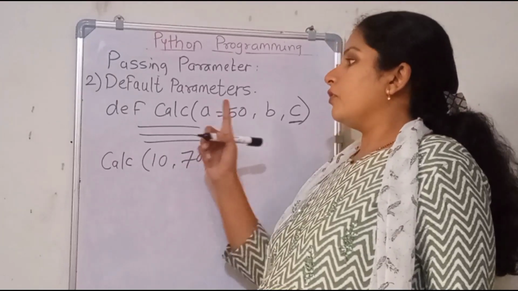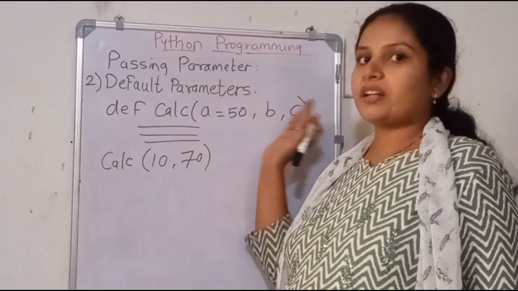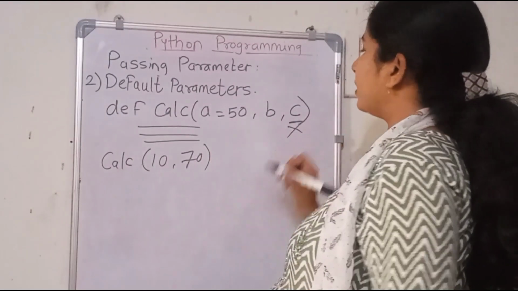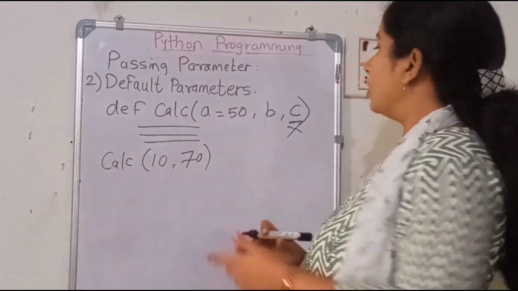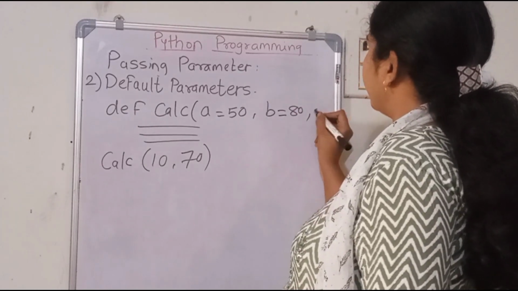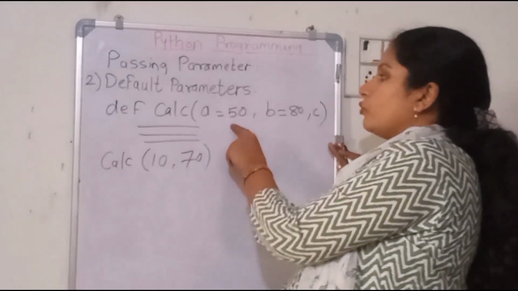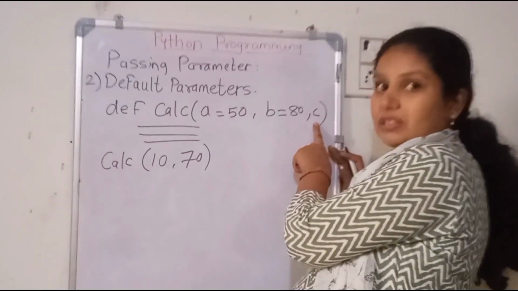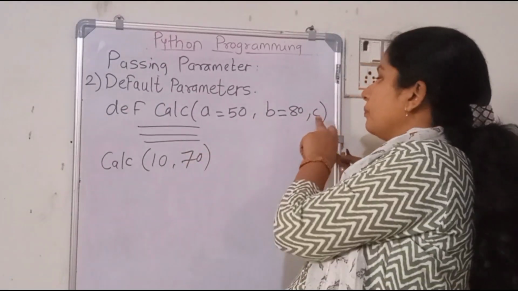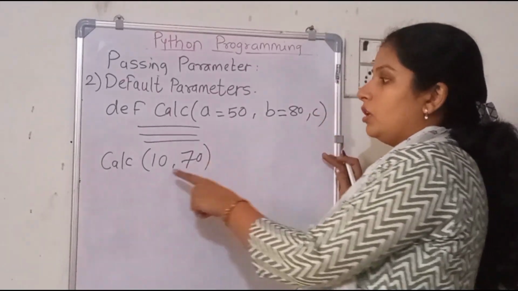That's why we are assigning the default value from the end, from the right side, right? So here this statement is illegal, okay? As in this statement, B is equal to 80 and C, no, you can't do that, right? A equal to 50, B equal to 80 and C equal to nothing. You can't provide the default value for the leftmost parameters and leave C as it is.